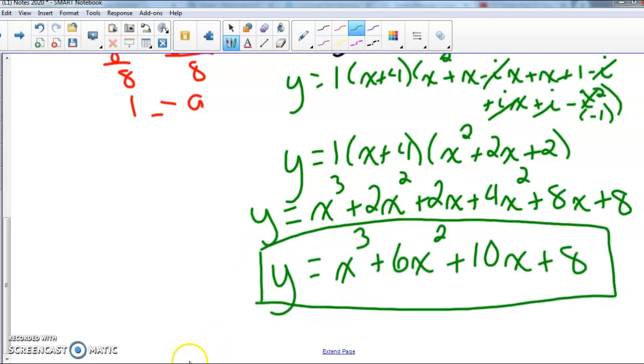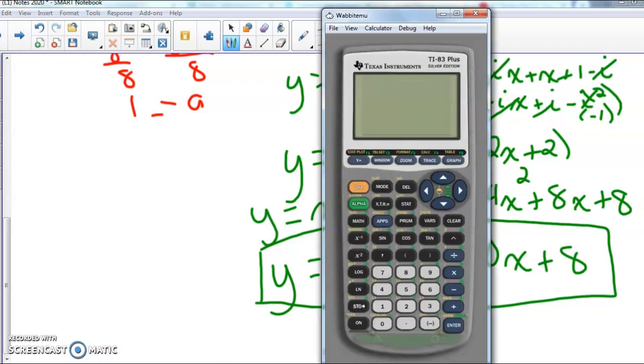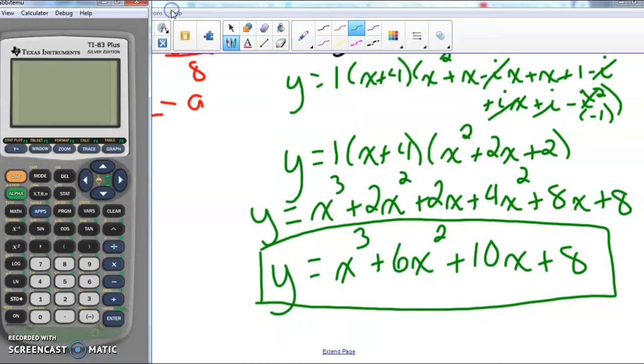Now again, if you want to check this, go to your calculator, go to y equals, and plug in what you have. So we have x to the third plus 6x squared plus 10x plus 8. Now all we know about this polynomial is it has a real 0 at negative 4 and 2 imaginaries.